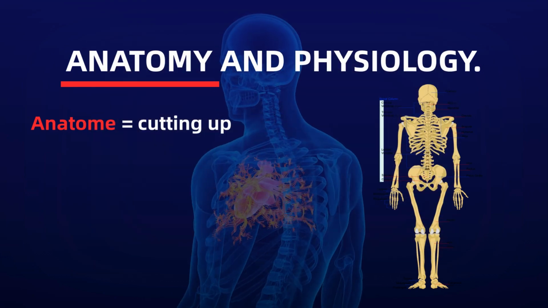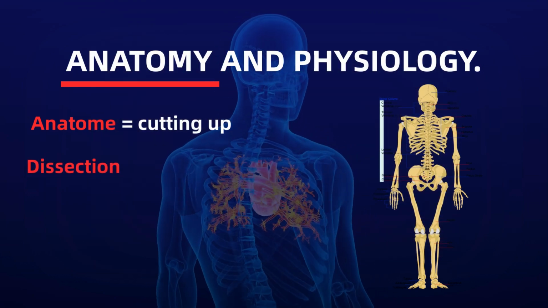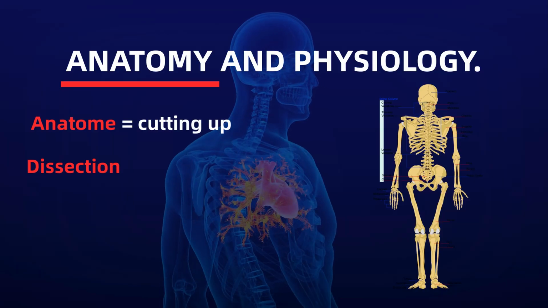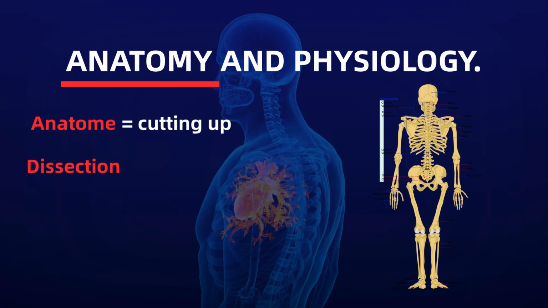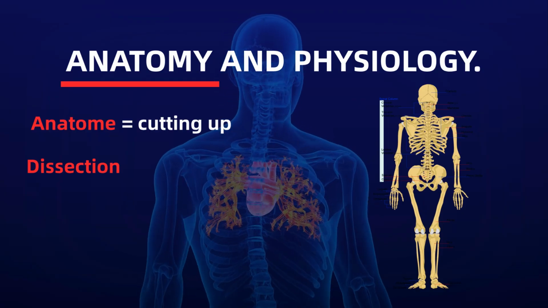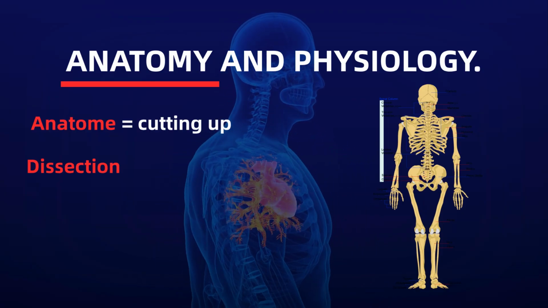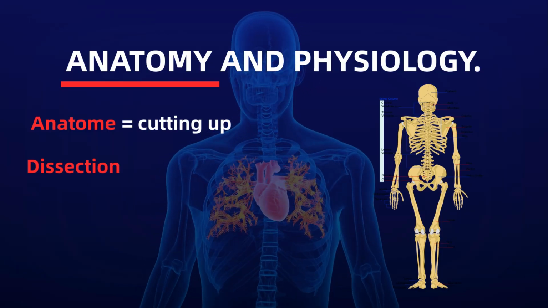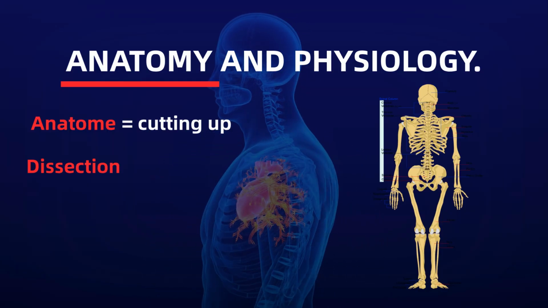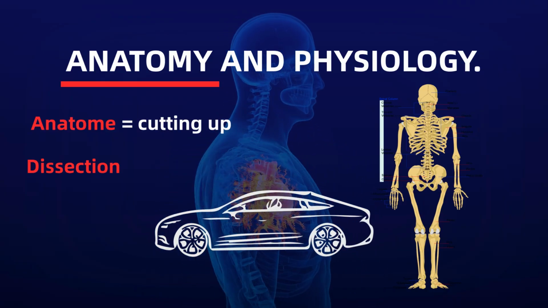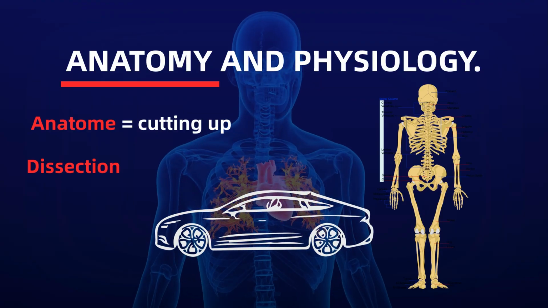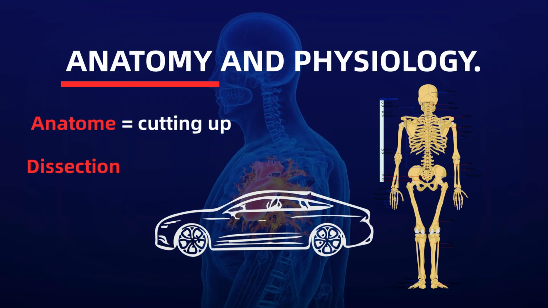Now there is another word, dissection. Dissection is just the technique of cutting open a body to study its parts, while anatomy is the whole science that includes everything we learn about the body, even using microscopes, X-rays and imaging techniques. Example, think of anatomy like studying a car design. You look at the engine, wheels, wiring, all the parts and how they fit together.